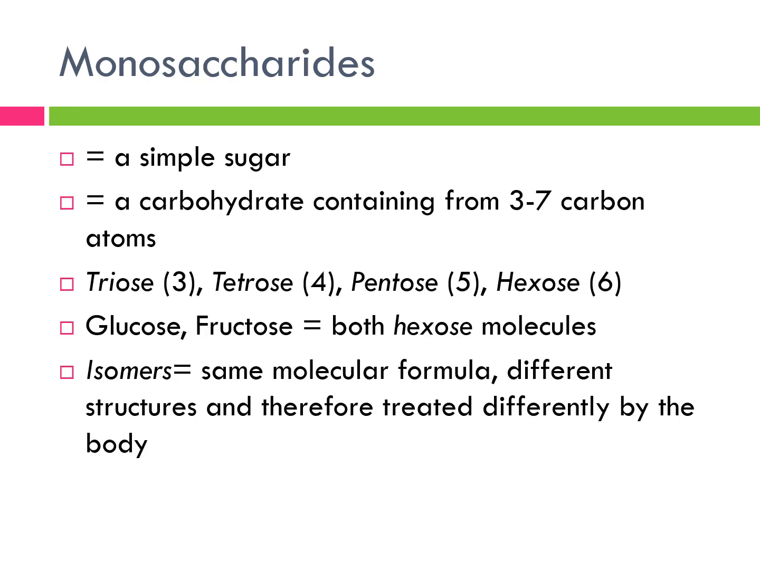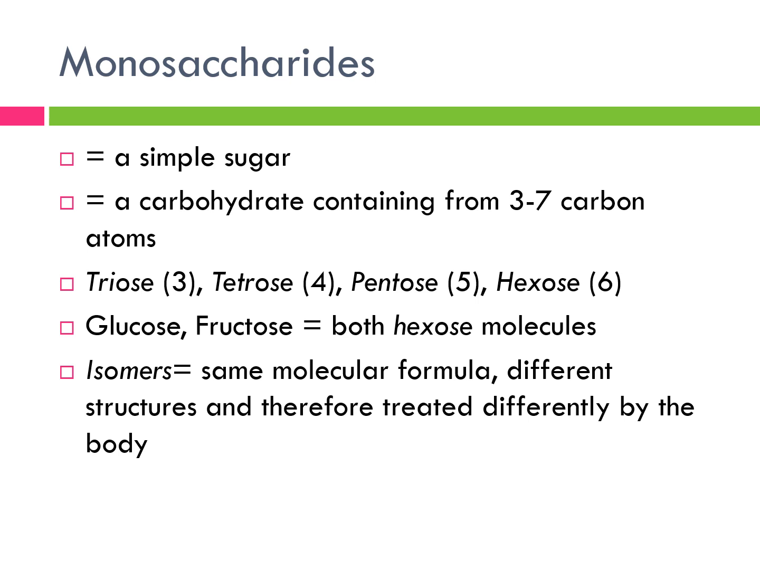Monosaccharide is a simple sugar. It's a carbohydrate that contains between 3 and 7 carbon atoms, and they're named for how many carbon atoms they have. So a triose has 3, a tetrose has 4, a pentose has 5 carbon atoms, and a hexose has 6 carbon atoms. So we're going to talk about hexose and pentose later.